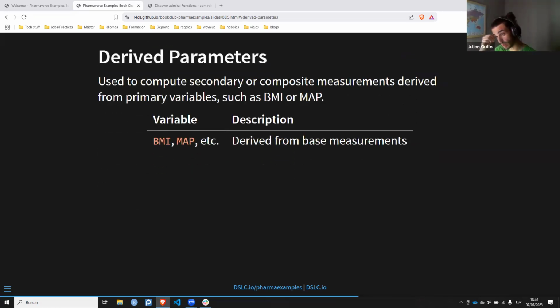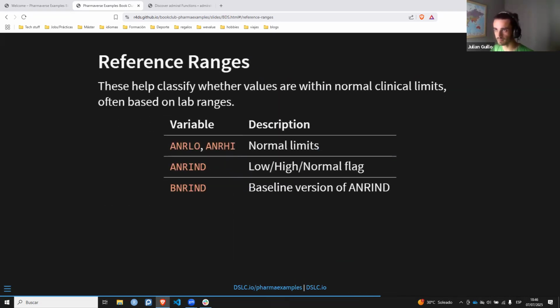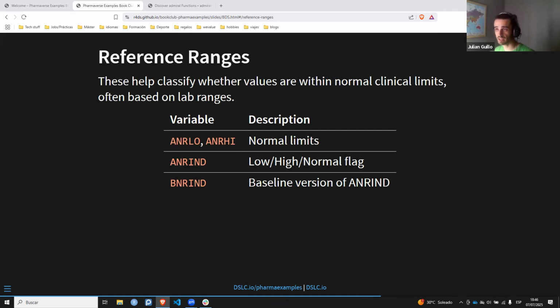Then we also have some derived parameters that are used to compute some secondary or composite measurements that are derived from other primary variables. For example, if we have the height and the weight, we can create the BMI variable. And these are just derived from other more standardized variables. We also have the reference ranges, and these are helpful because they help us classify whether the values are within normal clinical limits or not, or if they are too high or too low.